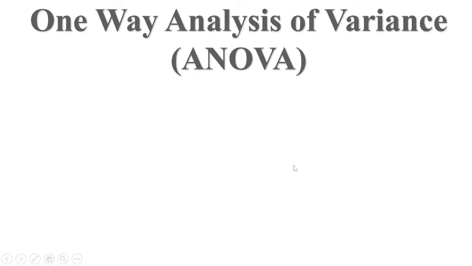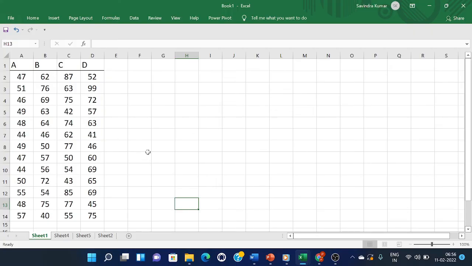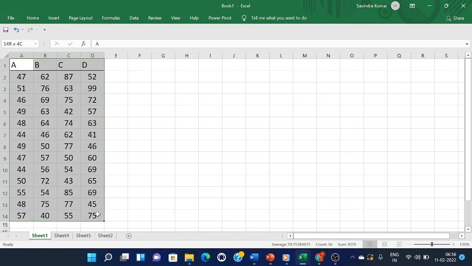One-way analysis of variance. Please note that an ANOVA test can tell us whether there are statistically significant differences somewhere in the data as a whole, but it cannot tell us just where those differences lie. Steps involved in the computation of ANOVA in Microsoft Excel.